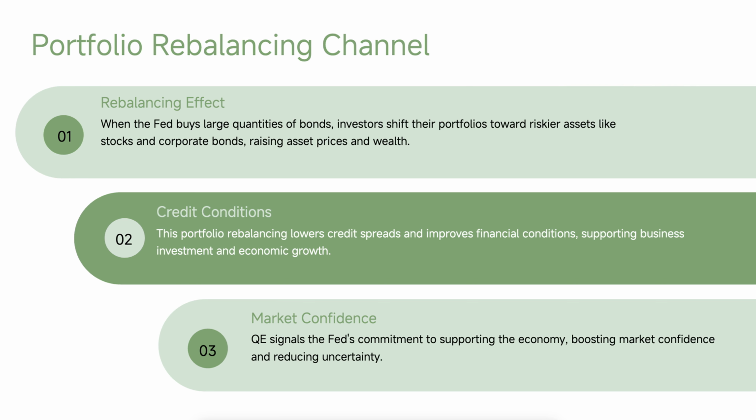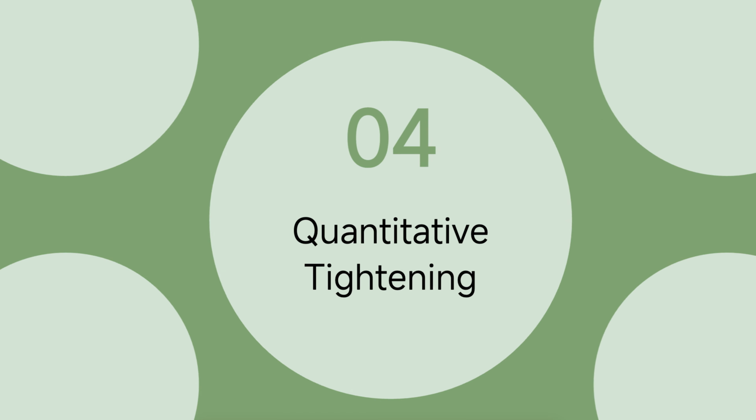When the Fed buys bonds, investors holding these bonds suddenly have more cash and fewer safe assets. So they start moving into riskier assets like stocks, corporate bonds, or real estate. This is the portfolio rebalancing channel, and it's one of the strongest ways QE boosts financial markets. It lowers credit spreads, increases liquidity, and supports economic recovery by easing financial conditions.